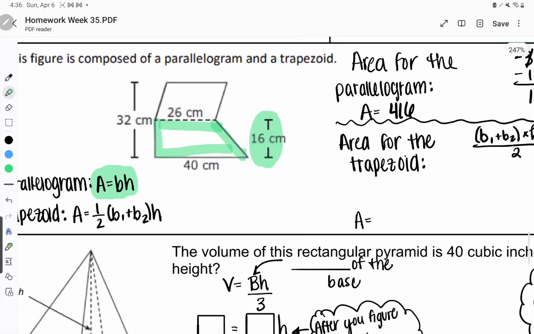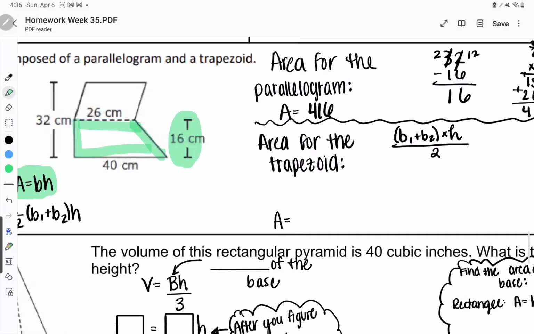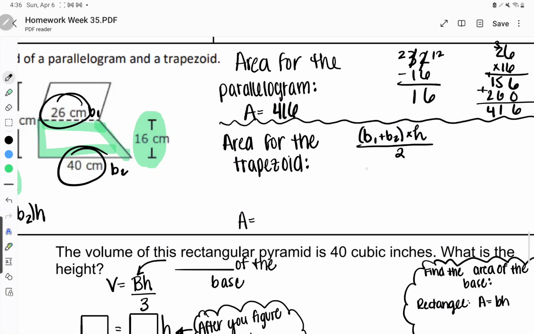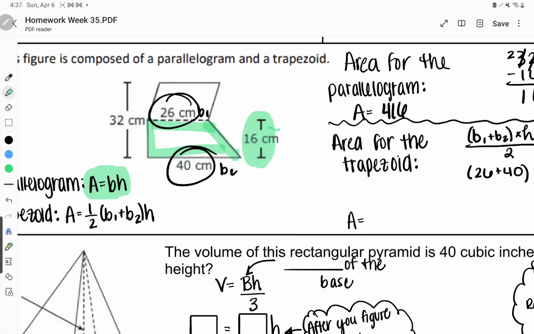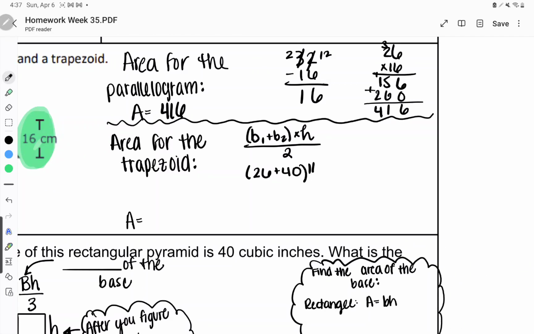So looking at my trapezoid, I see that my two bases, which remember bases are always across from each other, so it's here and here. So this is base 1 and base 2. So I would just plug that in. I would say 26 plus 40. And then I would have my height, which is right here on the trapezoid. So my height right here is 16. So I'd multiply that times 16, and I would divide it by 2.